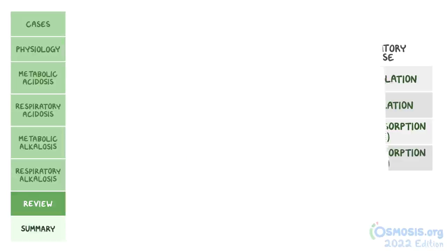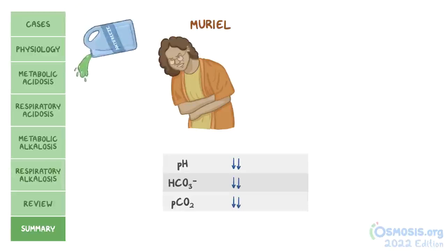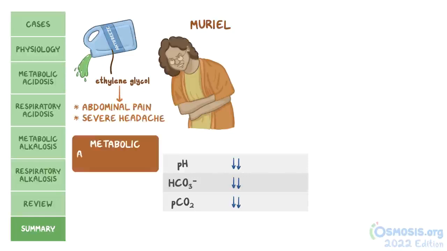Now, back to our cases. As we can recall, Muriel came in with hyperventilation, and her ABG showed low pH along with low bicarbonate and low pCO2. Now, her history showed that Muriel drank antifreeze, which we know to contain ethylene glycol, which is an organic acid that causes symptoms like abdominal pain and severe headaches. Given the history and the ABG results, Muriel most likely has metabolic acidosis with a high anion gap. This can be confirmed by calculating the anion gap, where we will need an electrolyte panel in order to see what the values of sodium and chloride are.